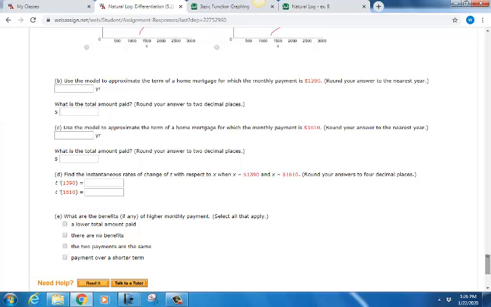It says find the instantaneous rates of change of t with respect to x. Remember, t was the output variable from that function. That's the term, the length of time that you're going to be making your payments. x was the input variable. That was the size of the payment. So they want to find the instantaneous rate of change of t when x is 1390, and then a second value when x is 1610.